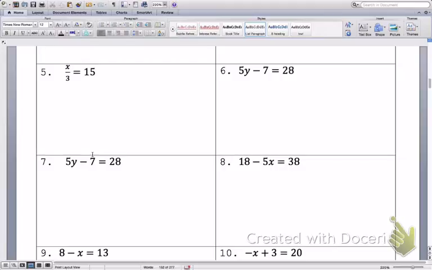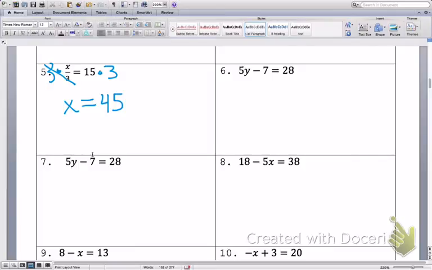And what's the opposite of dividing? The opposite of dividing is multiplying. So I'm going to multiply both the left side and the right side by that 3 I want to cancel. And then the 3's cancel because 3 divided by 3 is 1. So that frees up my x. And 15 times 3 on the right gives me 45.